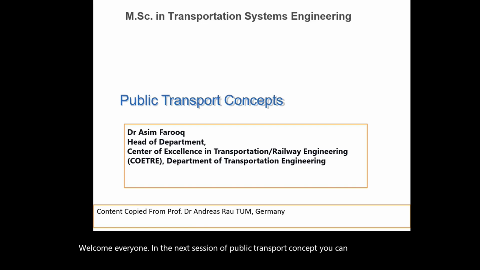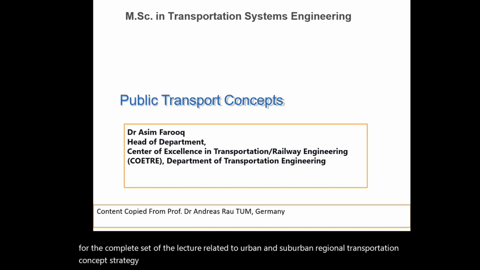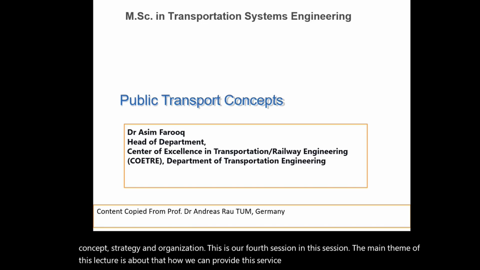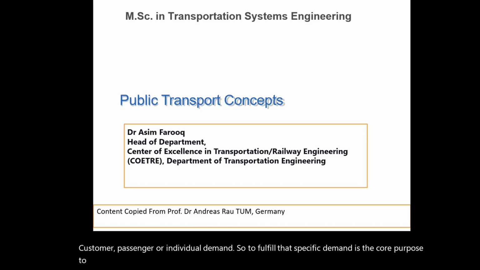You can follow this session for the complete set of lectures related to urban and suburban regional transportation concept, strategy and organization. This is our fourth session. In this session, the main theme of this lecture is how we can provide the service according to the customer, passenger, or individual demand. So fulfilling that specific demand is the core purpose of understanding the concept of public transportation.